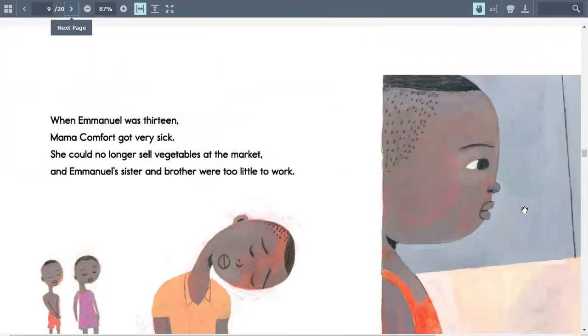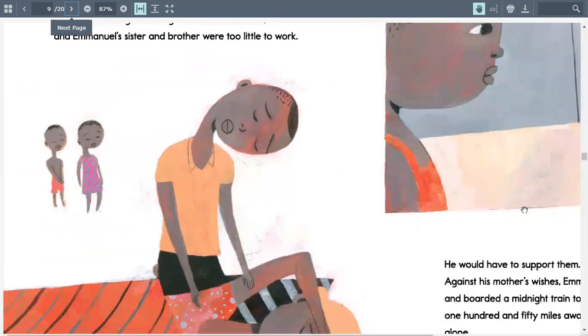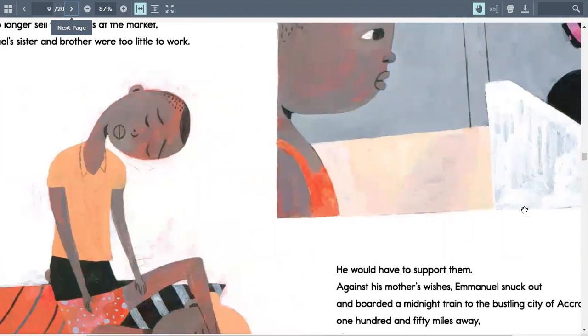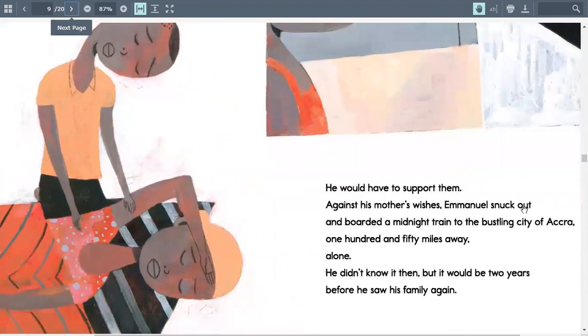When Emmanuel was 13, Mama Comfort got very sick. She could no longer sell vegetables at the market, and Emmanuel's sister and brother were too little to work. He would have to support them. Against his mother's wishes, Emmanuel snuck out and boarded a midnight train to the bustling city of Accra. Remember, that's the capital of Ghana, 150 miles away, alone. He didn't know it then, but it would be two years before he saw his family again.